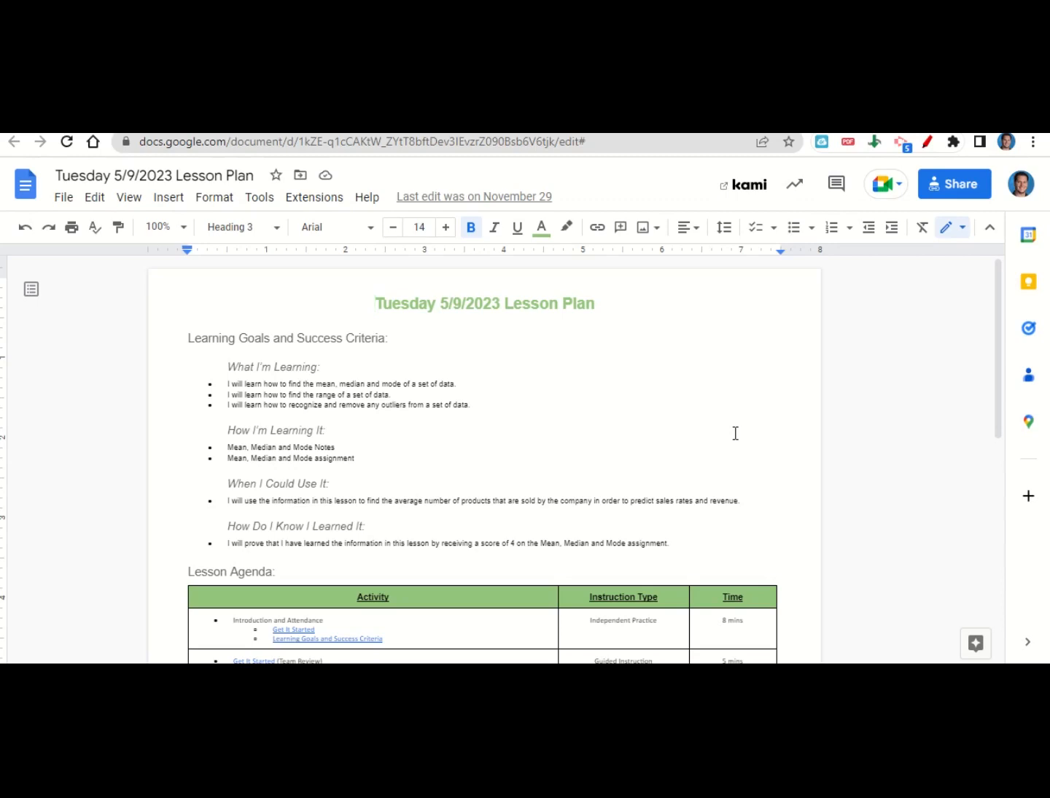How are we learning it? Through the mean, median, and mode notes and the mean, median, and mode assignment. When can we use this information? To find the average number of products that are sold by the company in order to predict sales rates and revenue. How do you know you learned it? By getting a score of 4 on the mean, median, and mode assignment.